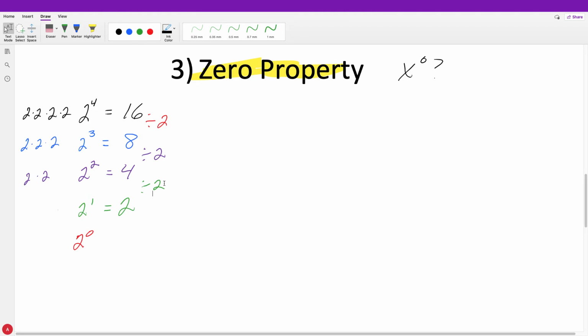So you see, as we're traveling down that power, we can get to the next number by dividing the one above it because we're multiplying by 1 less 2. So instead of multiplying by 4 2s, I'm multiplying by 3, or I can take 16 and divide it by 2.